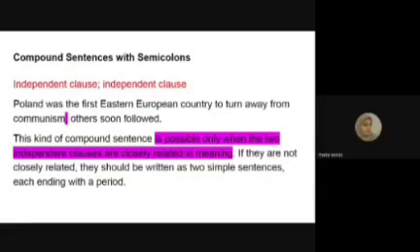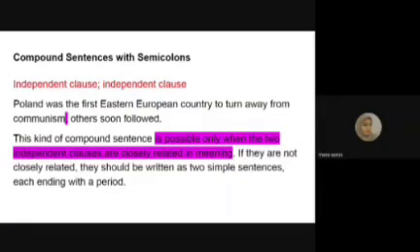So how to write such kind of sentences? Of course, you start with the first independent clause. You write only a semicolon. After that, the second independent clause. So let's review the example. Poland was the first Eastern European country to turn away from communism; others soon followed. So here we do not have one of the fanboys, that means the coordinators, and we do not have a conjunctive adverb. Here we have only a semicolon.